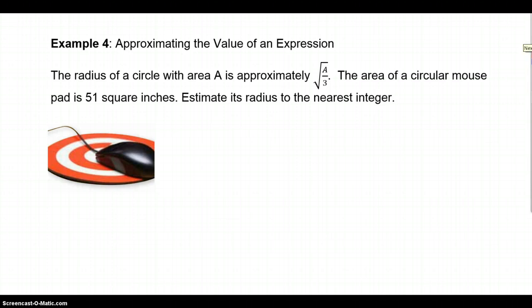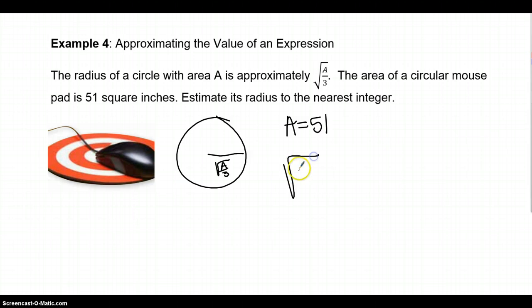Example 4, approximating the value of an expression. So the radius of a circle with area A is approximately the square root of A over 3. Now this seems trickier than it is, but all it's really saying is the area of the circular mouse pad is 51 inches. So you substitute A equal to 51. So if I have the square root of A over 3, I'm now going to have the square root of 51 over 3, which, if I divide 51 by 3, is equal to the square root of 17.